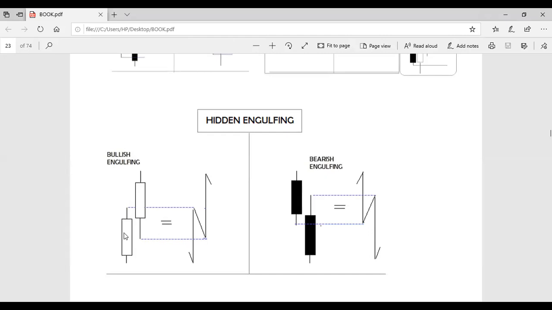A hidden engulfing is when you have two consecutive candles moving in the same direction, right? Then we have the wick here. Then the second candle carries a lower wick here, like this. So whenever you see this, it indicates what it indicates in a lower time frame, but it is hidden in a higher time frame. That's what we call a hidden.